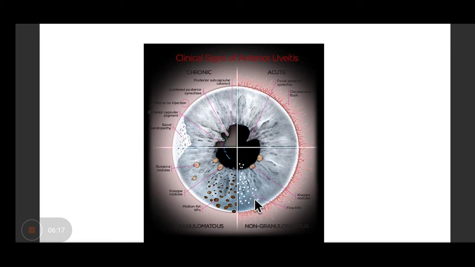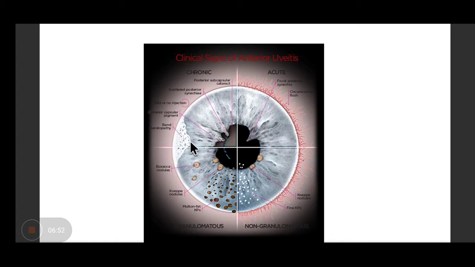These KPs can also give you some idea about the cause of the uveitis. If they are fine KPs, very, very small and sharply demarcated with no color, they will be mostly non-granulomatous. If they are mutton fat, brownish colored, with granular margins and a little larger in size, they may be granulomatous KPs. Then Koeppe nodules are seen on the pupillary border, Busacca nodules on the iris stroma.